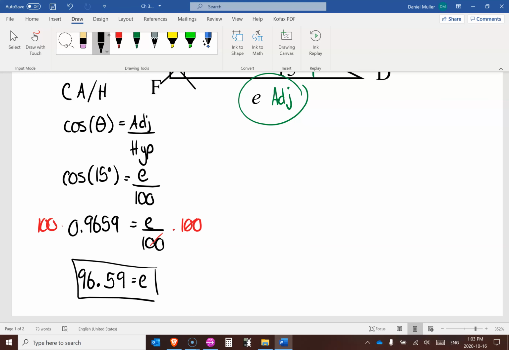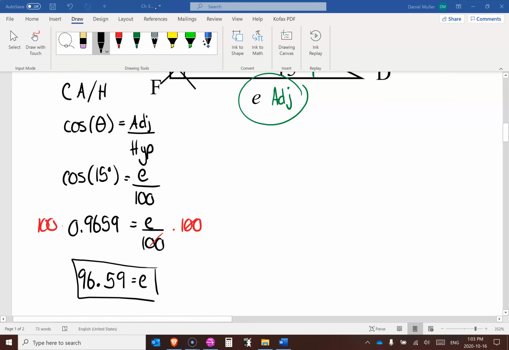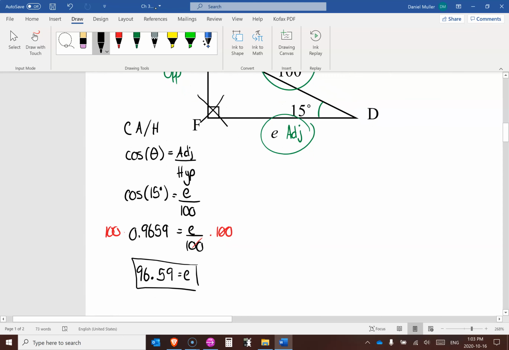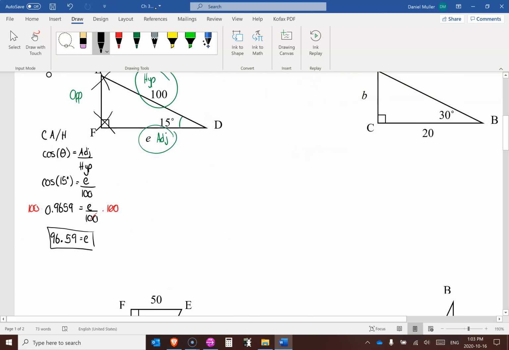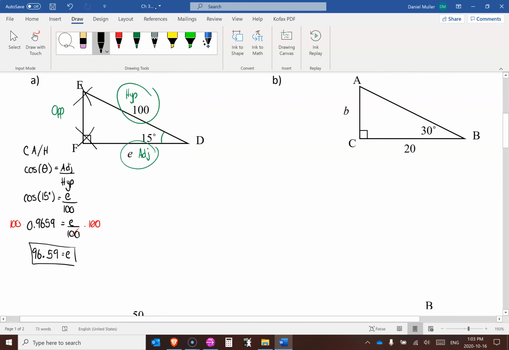Okay, so the other way to do it is to actually do cos of 15 with a calculator. Okay, so cos 15 is going to be 0.9659, so the exact same number. And so I'd probably write 0.966 if I had done 3 decimal places, and then I would do the exact same thing. So whether you use a calculator or use a chart, it's going to end up being the exact same thing. So that is my side length E. E is 96.59.